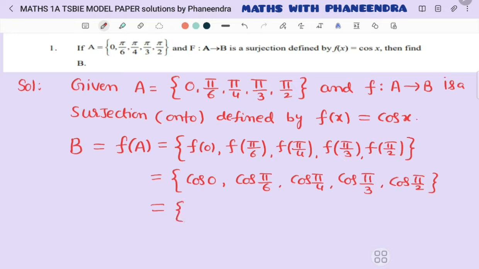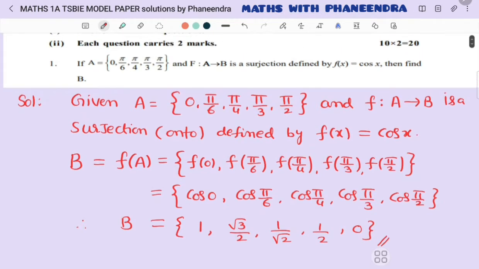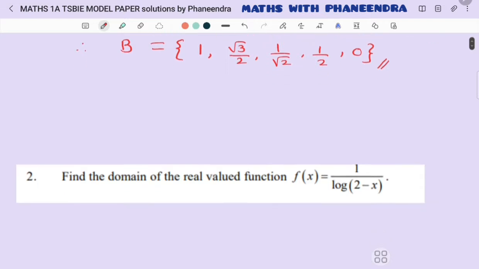Cos 0 value 1. Cos pi by 6. Pi by 6 means what? 30 degrees. Cos 30, root 3 by 2. Cos pi by 4, cos 45, 1 by root 2. Cos pi by 3, 60 degrees, 1 by 2. Next, cos pi by 2 means cos 90 is 0. So therefore, the value of B is equal to this, the required set. I hope you understand, dear students. We will move on to the next question.